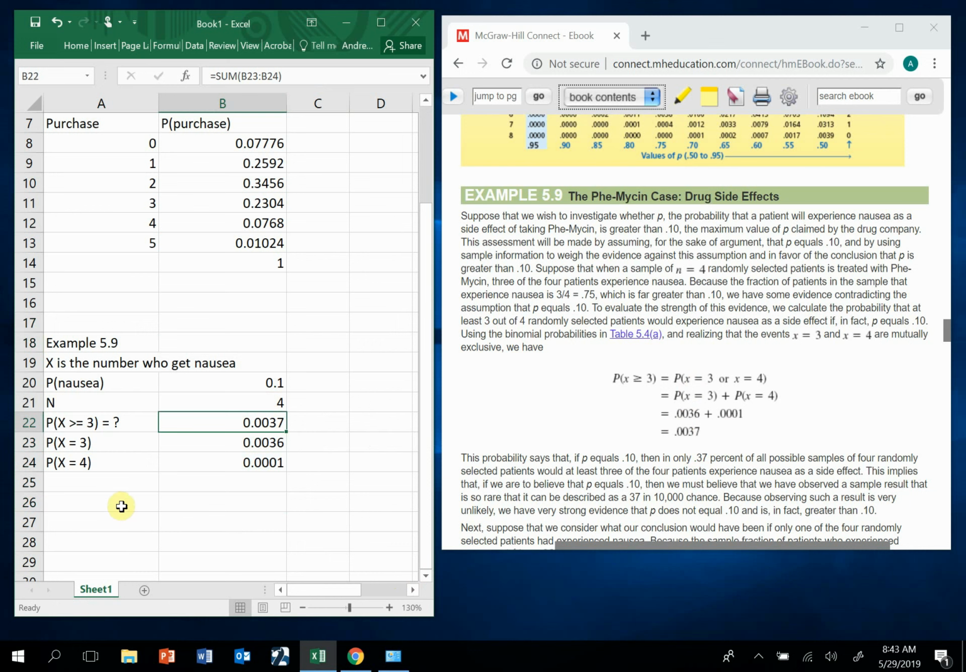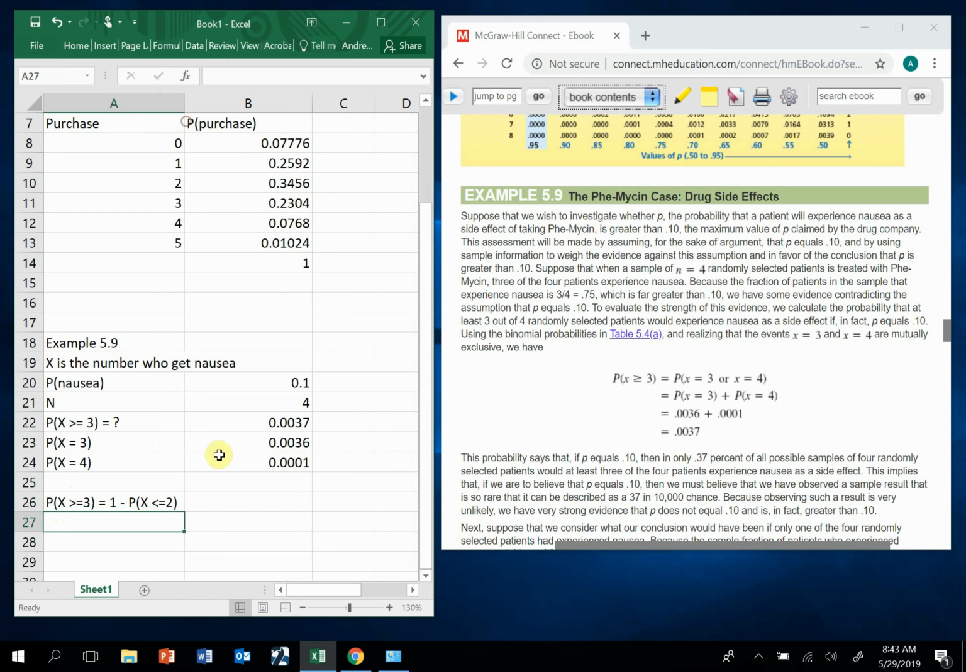Another way that you could do this, and this is the probability that x is greater than or equal to 3, is also equal to 1 minus the probability that x is less than or equal to 2. Because this is the probability of 0, 1, or 2. They have to total to 1. The probability that x is greater than or equal to 3 is 1 minus the probability that x is less than or equal to 2. And so, how can I solve for that? I'll show you.